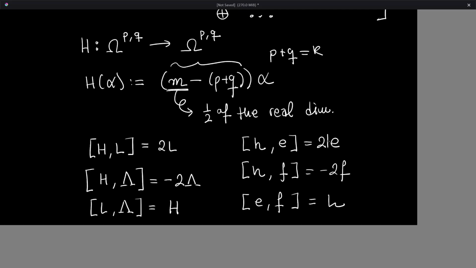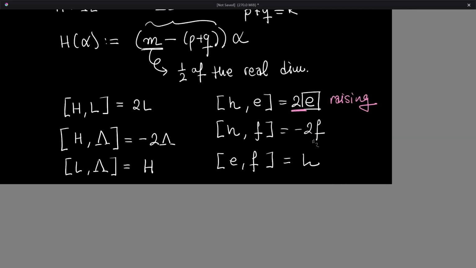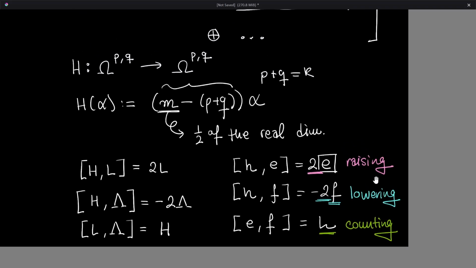So here, E is called the raising operator. It raises the weight by 2, and F is called the lowering operator. It lowers the weight by 2. We're going to get into what that means. And lastly, H is considered the counting operator, and it counts the number of degrees that we move, right?